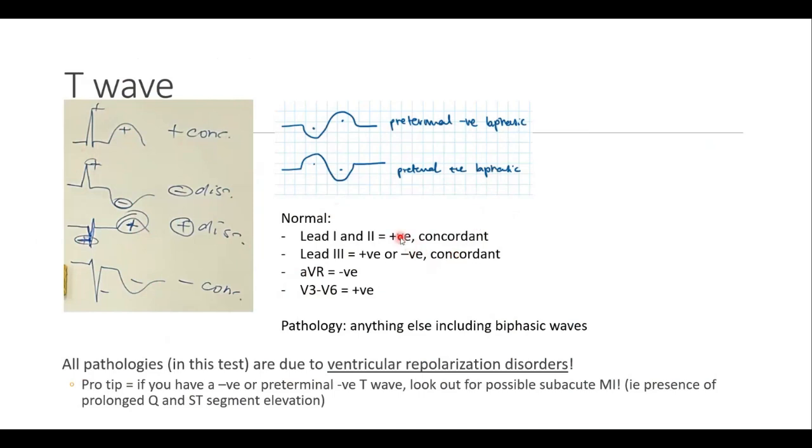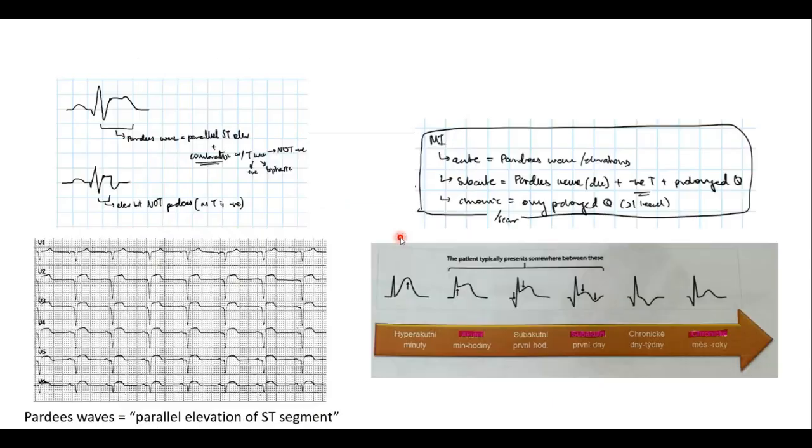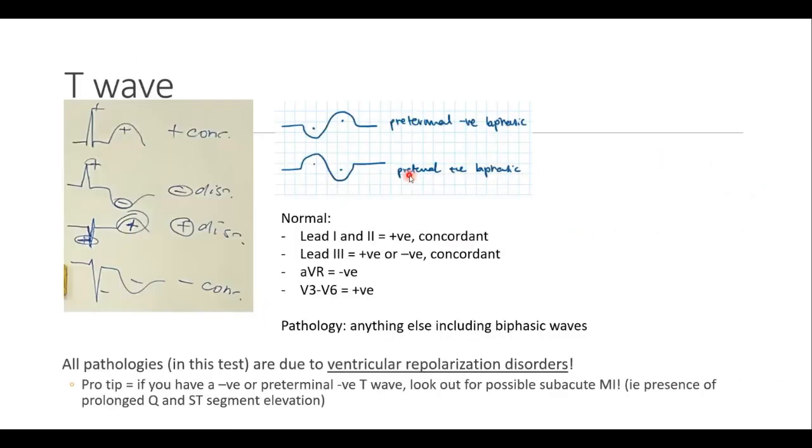And another thing is that if you have a negative or pre-terminal negative T wave, I recommend you look for a possible subacute MI. Why is that? Because when we talked about subacute MI, we talked about Pardee's waves or an ST elevation which is slightly lower than you expect, a negative T, and a prolonged Q. So if you see a negative T anywhere, keep an eye out for a subacute MI.